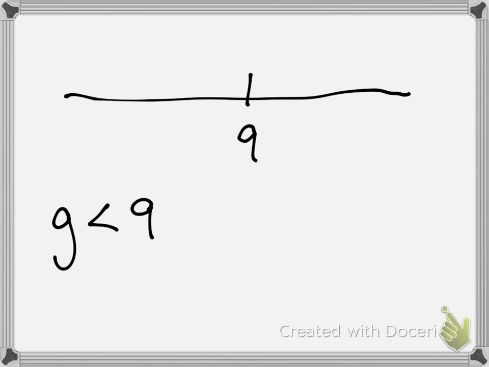What if I have this? G is less than 9. What am I going to get? Open dot or closed dot? Open. And which way am I going? Left or right? Left. That's it.